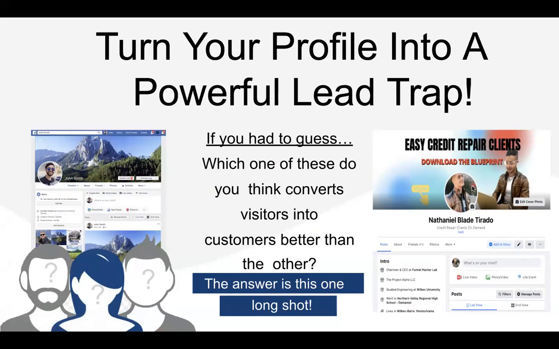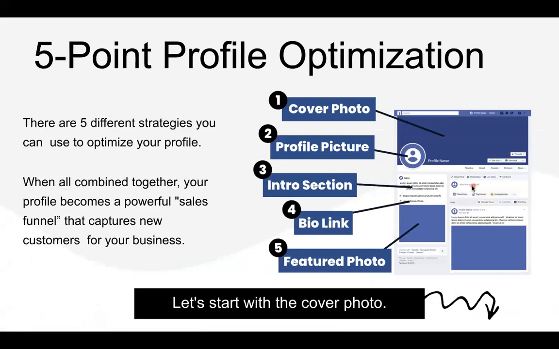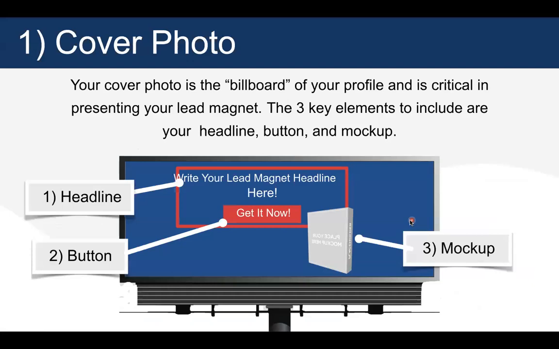Or over here, I'm showing you how to get credit for clients. 5-point optimization is the banner, the profile picture, the intro section right here, talking about what you do. Bio link over here, taking you to the Facebook page, a featured photo. The cover photo, you need a headline over here.